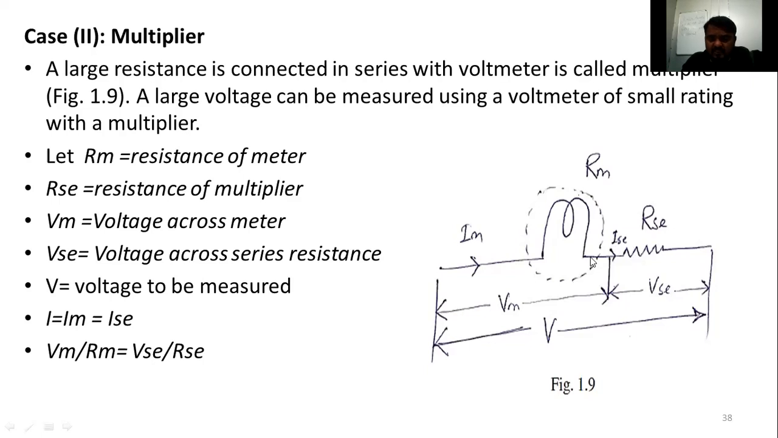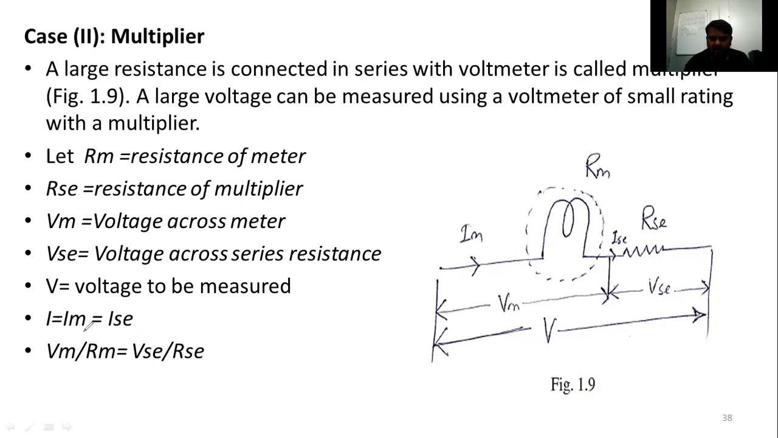From this circuit, we can say the total current I equal to IM equal to ISC. All currents are the same in a series circuit. I have written I equal to IM equal to ISC here. Next, from this I will consider only IM equal to ISC.